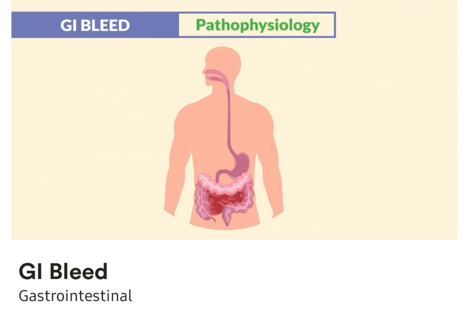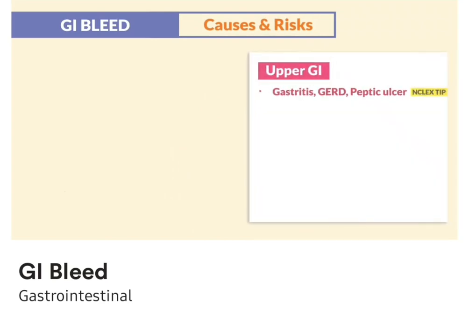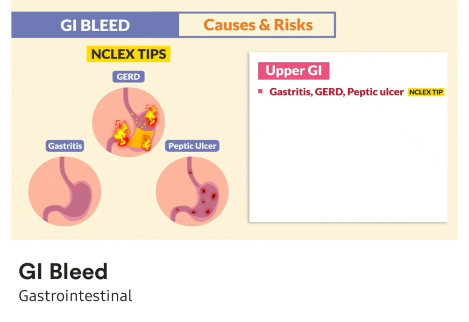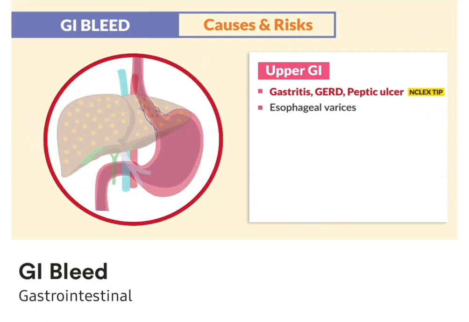Now, one of the biggest problems with a GI bleed is knowing the exact location of the bleed. So causes and risk factors of an upper GI bleed are gastritis, GERD, and even a peptic ulcer. Big NCLEX tips right there. Now, these are the most common, but we also have esophageal varices, which is the most deadly, from a complication of cirrhosis, or liver scarring as we like to call it, which we cover in the liver lectures.